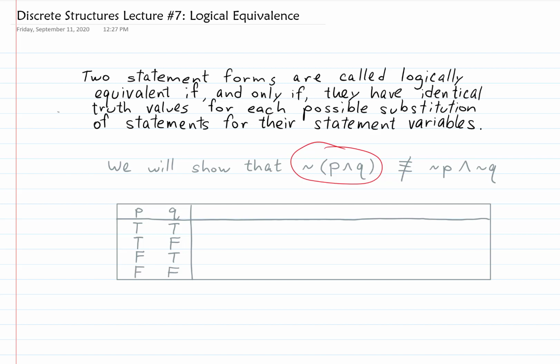Okay, now let's do that part right there. So here's what I'm going to do. I'm going to make a column for P and Q. I'm going to build up the statement form, the negation of P and Q. So I start with P and Q, and then from those I'm going to write P and Q. And then once I complete that column, it will be easy for me to do the negation of that.